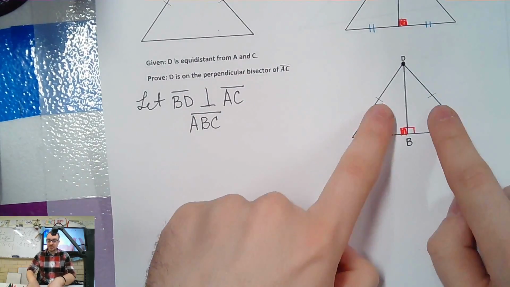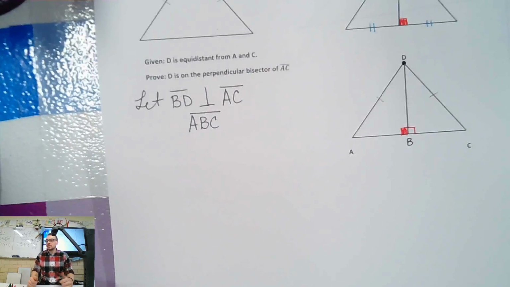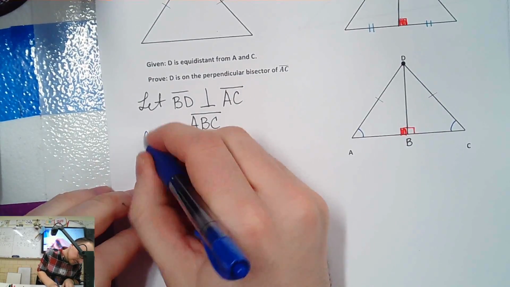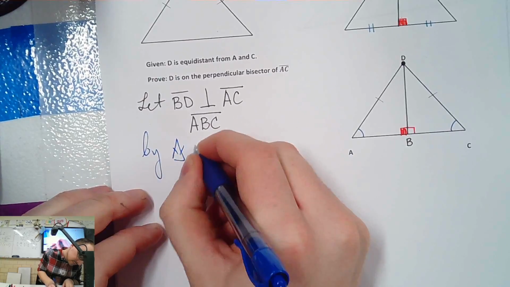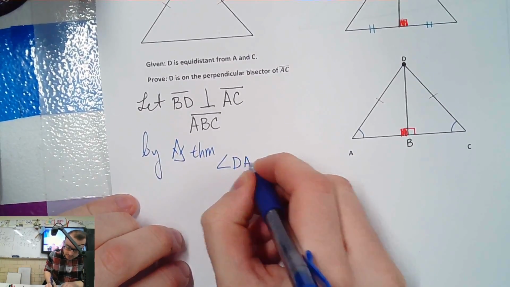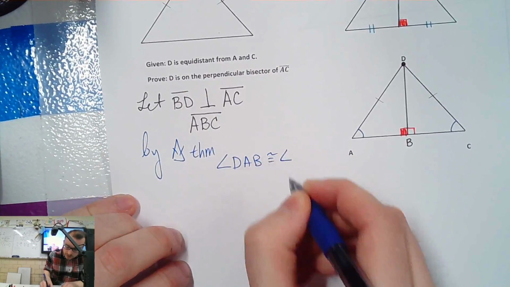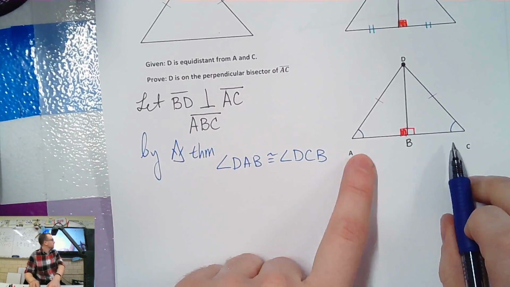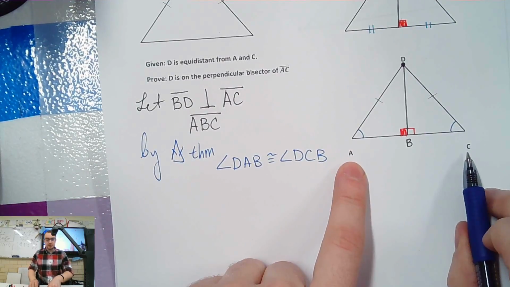Right, so check it out. Isn't this a big isosceles triangle? Right? So by isosceles triangle theorem, we get these two angles. We know that angle DAB is congruent to angle DCB. Right? These two angles. You cool with that? Sorry that A and C dropped.